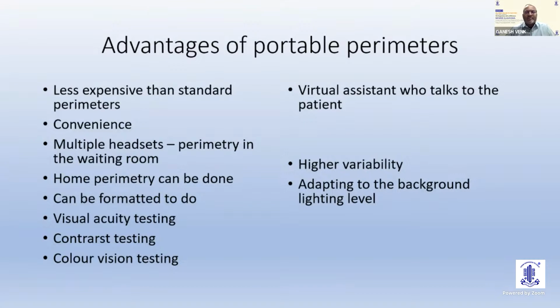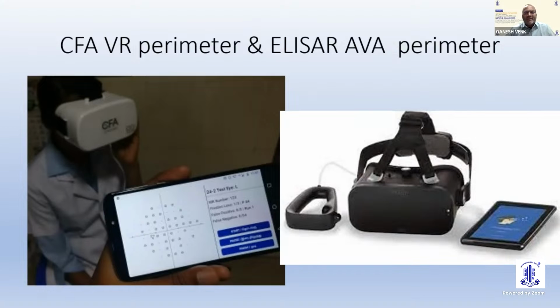Some of these devices which are developed abroad have a virtual assistant who talks to the patient throughout the process. So motivation and encouragement are all done, just like you would have a semi-skilled worker asking the patient to do a good standard automated perimetry. The disadvantage is that you have higher variability because the background levels of these devices are set. They cannot be changed, and they're not very wide because they have to use a standard screen. And test-to-test variability is always present. So this is an example of the CFA VR perimeter, and the other one is the LSR AVA perimeter. A lot of studies on these devices are now getting published, compared to the Humphrey Visual Field Analyzer. As far as glaucoma patients are concerned, they have very good sensitivity, but specificity is slightly on the lower side.